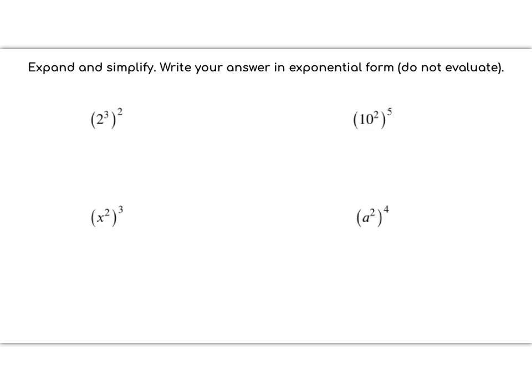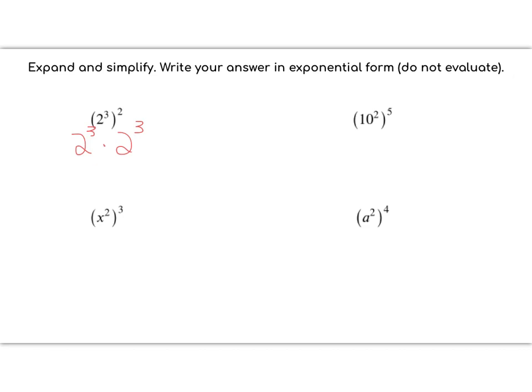Now we're ready for the power rule, okay? This is going to use a little bit of what we did in the previous lesson. We're going to learn a little shortcut here also. So we need to know what it means first. So we have 2 cubed squared. Well, what does it mean to square something? It means to multiply it by itself, right? So 2 cubed squared is 2 cubed times 2 cubed.